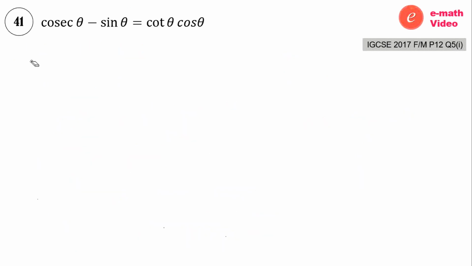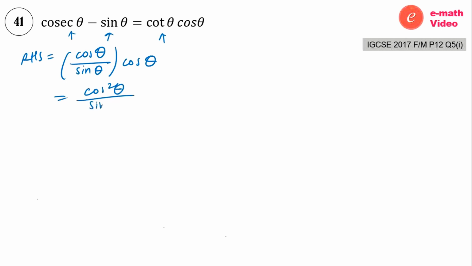Okay, number 41. Question from ICSS. For this question, I will do from right hand side. Because you see right hand side, we have a cotangent. And on left hand side, we have sine and cosec. Basically means sine, right? So, I want to get rid of this cos. On right hand side, cotangent is cos theta over sine theta times cos theta. We are now having cos square theta over sine theta.